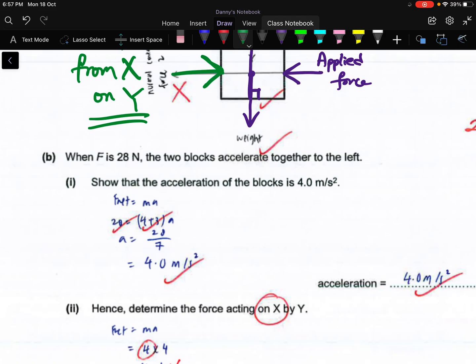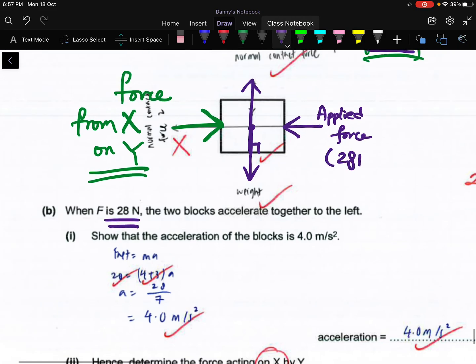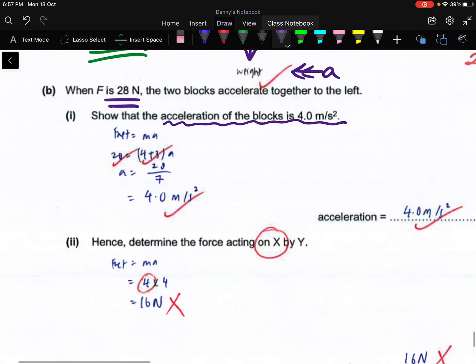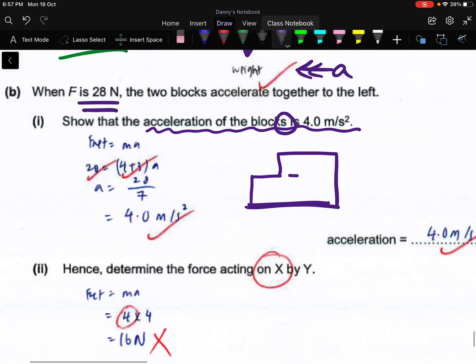Down here, you were told that the applied force over here is 28 Newton. You also know that the blocks are accelerating together towards the left, and you are supposed to find the acceleration of the blocks. In this case, they are asking you to look at X and Y as one body. When you do that, you will have a total mass of 7 kg, and the only force acting on this combined mass is actually the applied force.